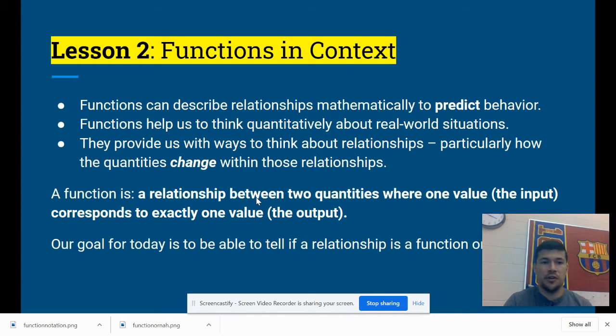I want to remind you guys that a function is a relationship between two quantities where one input has exactly one output. All right, so we're going to be able to tell today whether something is a function or not and how to use it in context.